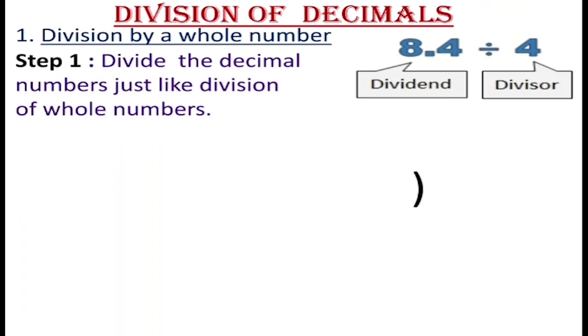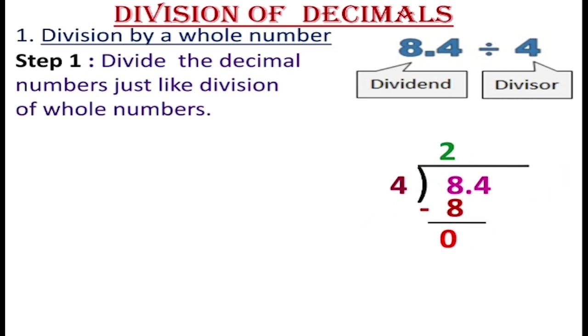Here I have taken one example where 8.4 is the dividend and 4 is the divisor. So let's divide 8.4 by 4. Here the first digit of the dividend is 8. So you have to think of a number which, when multiplied by 4, you get 8 or a number less than 8. So we know that 4 into 2 equals 8. So write 2 in the quotient and 8 here. Then subtract 8 from 8, you will get 0. Then bring this 4 down.